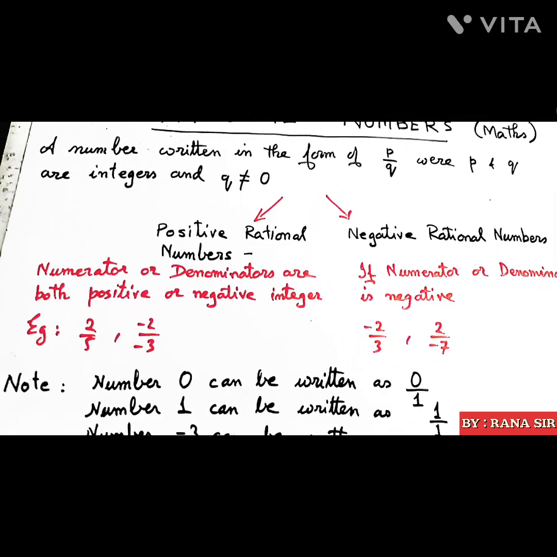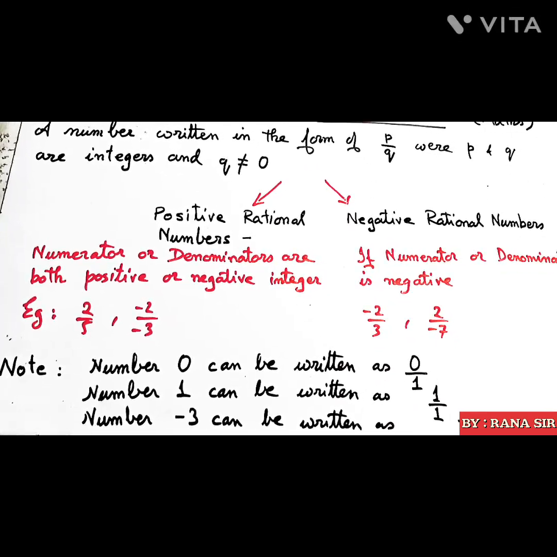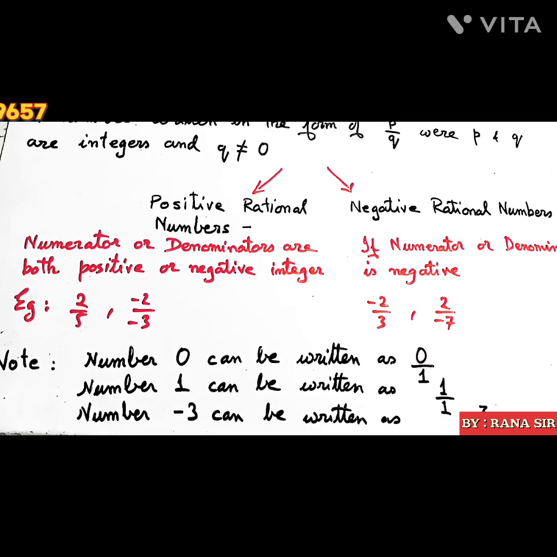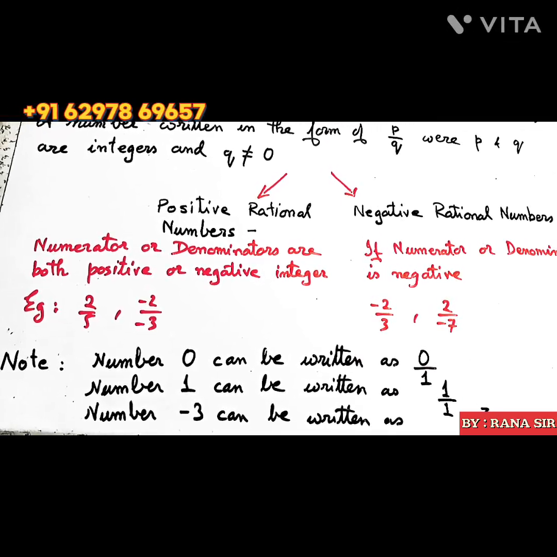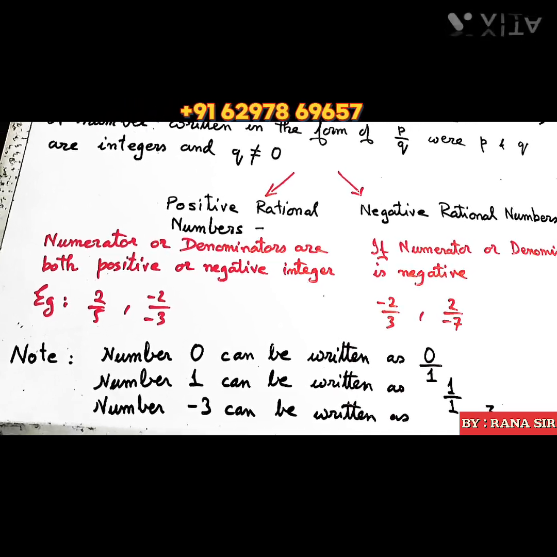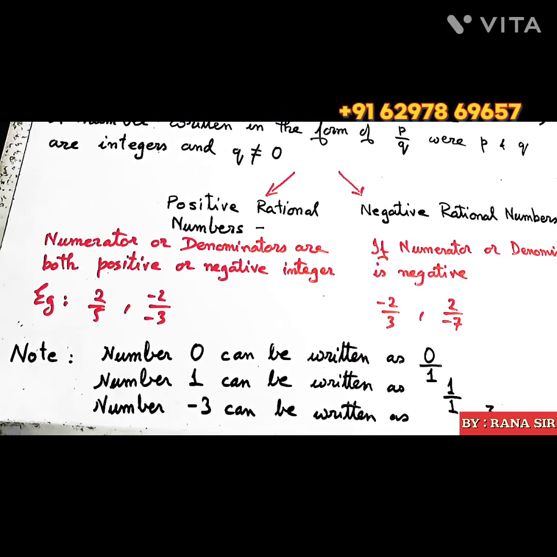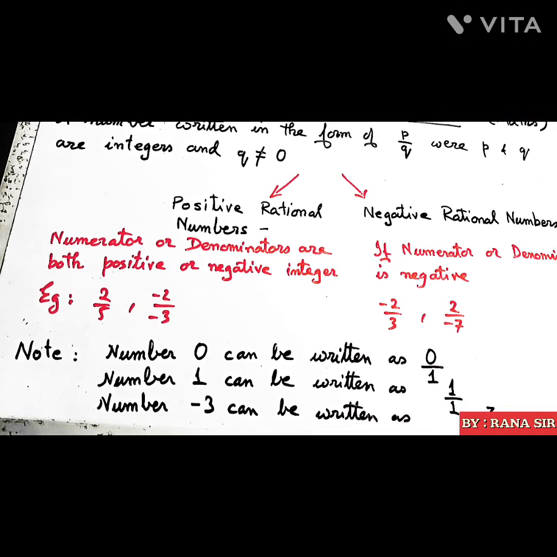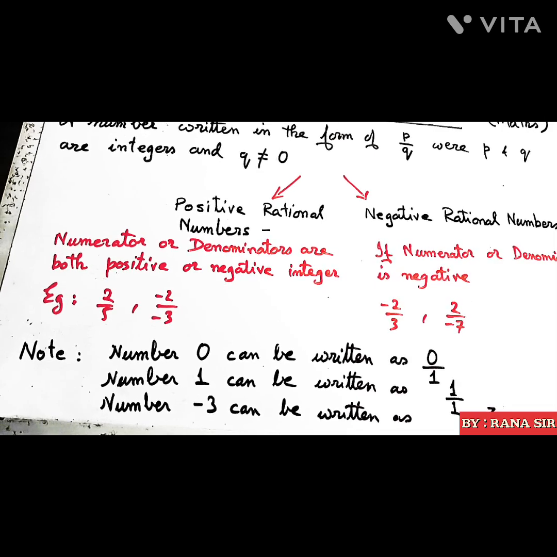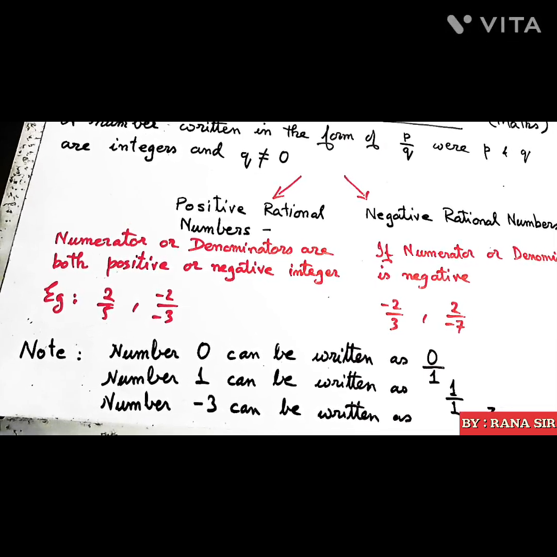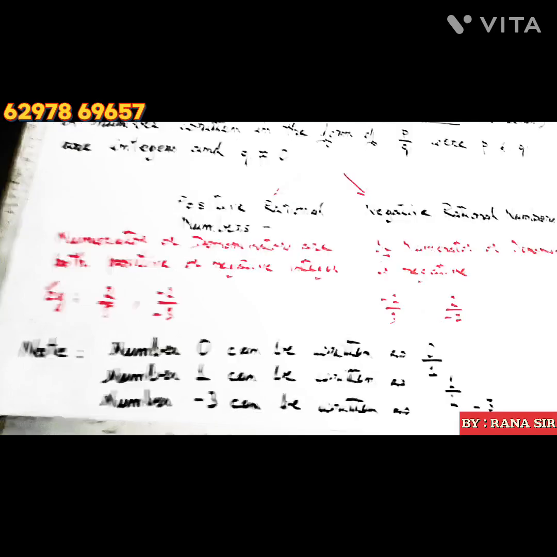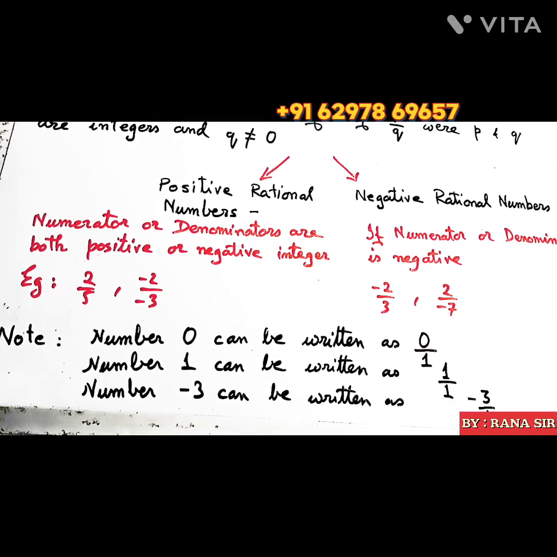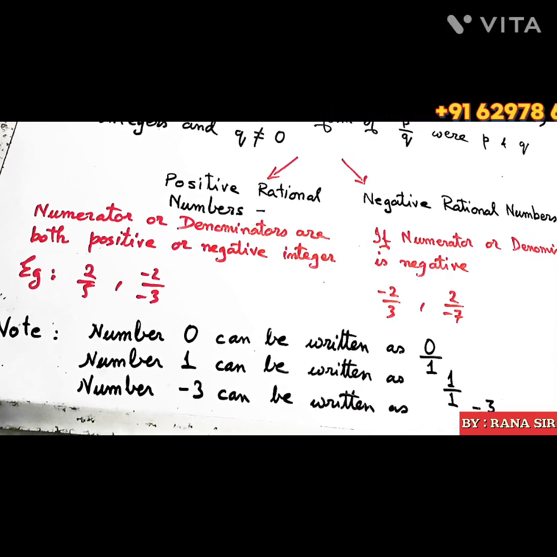There are 2 points which you need to understand. Number 0 can be written as 0 by 1. So if a number is a whole number, an integer like 0, 1, a positive integer or a negative integer like minus 3, there is no denominator. No denominator means the denominator is 1. So 0 can be written as 0 by 1, 1 can be written as 1 by 1, minus 3 can be written as minus 3 by 1. So 0, positive integers and negative integers are all rational numbers.